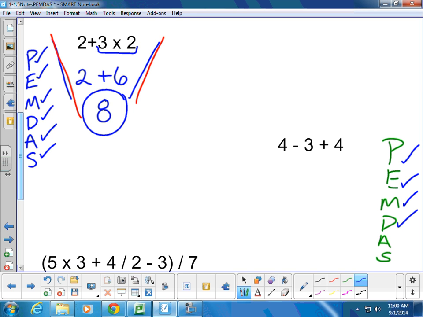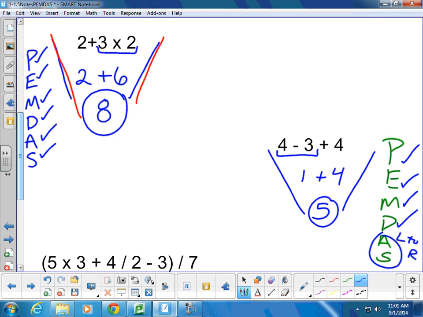Even though addition comes first in my PEMDAS, I know that these go left to right. So I look at what's furthermost on the left, and that's 4 minus 3. So I do that first, and that is 1. Bring down the rest of it, plus 4. And then I can finish: 1 plus 4 is 5. Notice again, I work down, narrowing until I get to my answer.